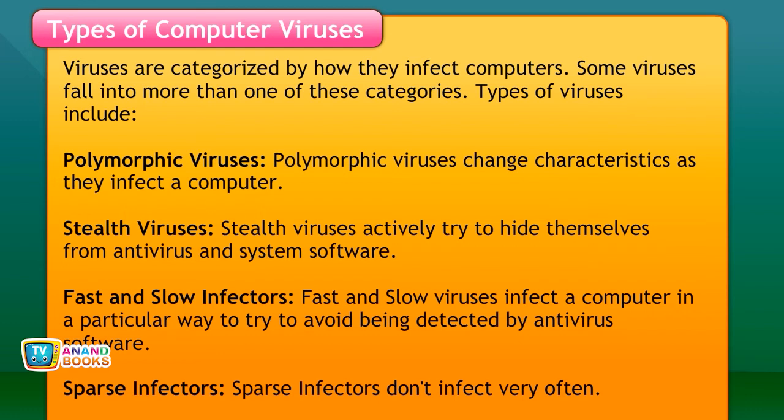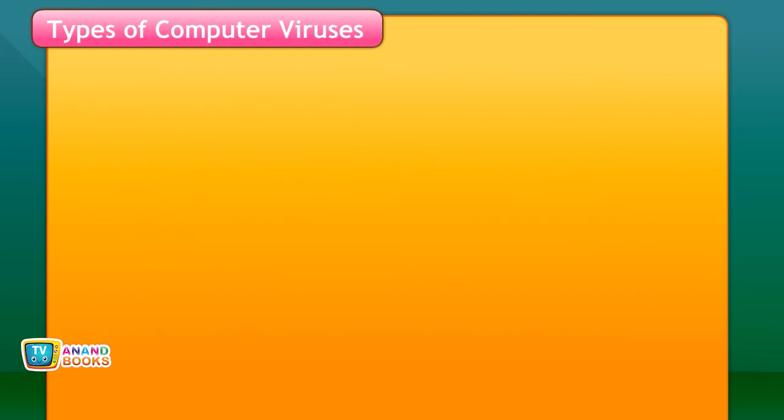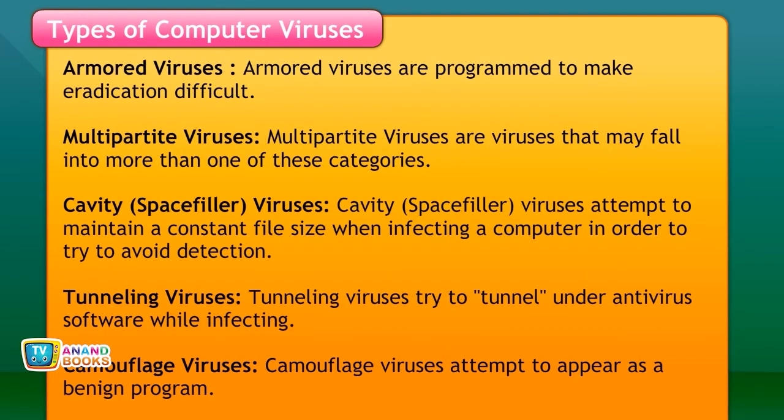Fast and slow infectors. Fast and slow viruses infect a computer in a particular way to try to avoid being detected by antivirus software. Sparse infectors. Sparse infectors don't infect very often. R-mode viruses. R-mode viruses are programmed to make eradication difficult. Multipartite viruses. Multipartite viruses are viruses that may fall into more than one of these categories.